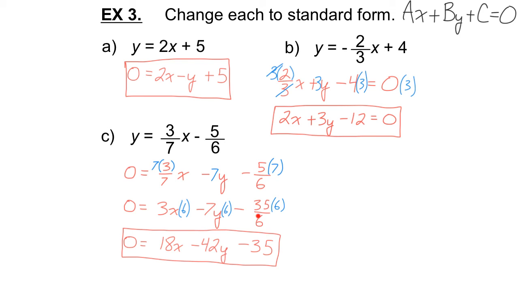I still have a fraction, so I multiply each term by that denominator, 6. So 3 times 6 is 18. Negative 7 times 6 is minus 42. Negative 35 times 6 divided by 6. Those cancel each other out. I'm left with just minus 35. So there you have it. You can take standard form and turn it into y equals mx plus b. You can also take y equals mx plus b and turn it into standard form.